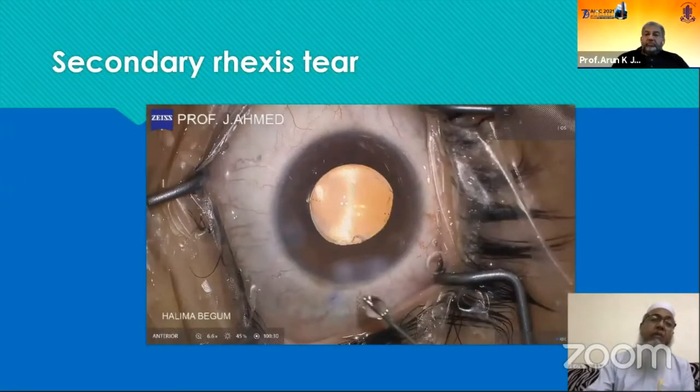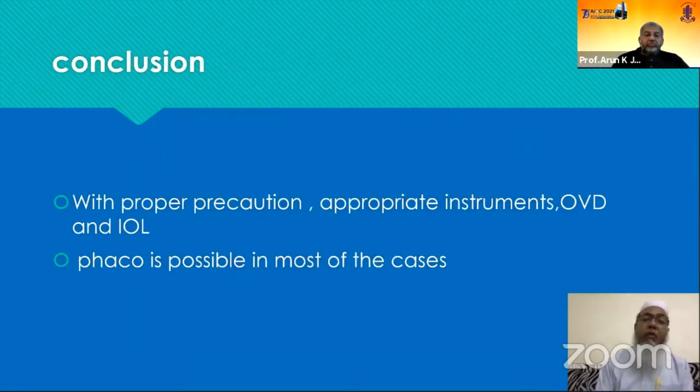After 1 month, it was seen that the IOL position was 75 degrees as it was targeted preoperatively. And in conclusion, I want to say that with proper precaution, appropriate instruments availability, OVD and IOL, phaco is possible in most of the cases of rhexis extension.